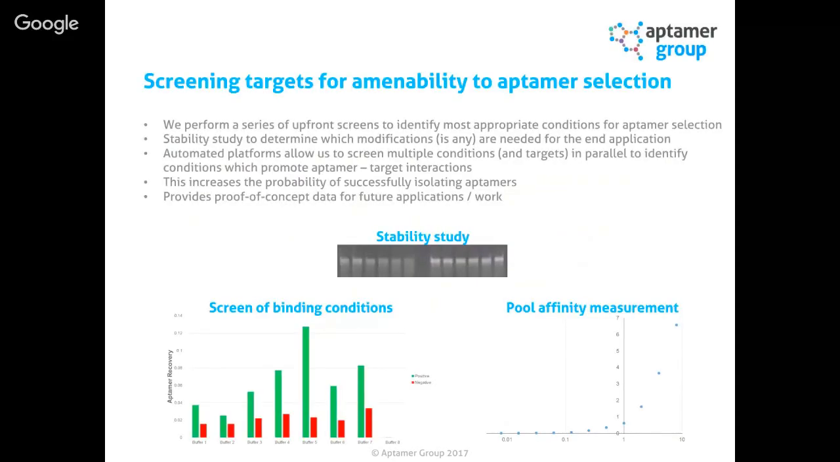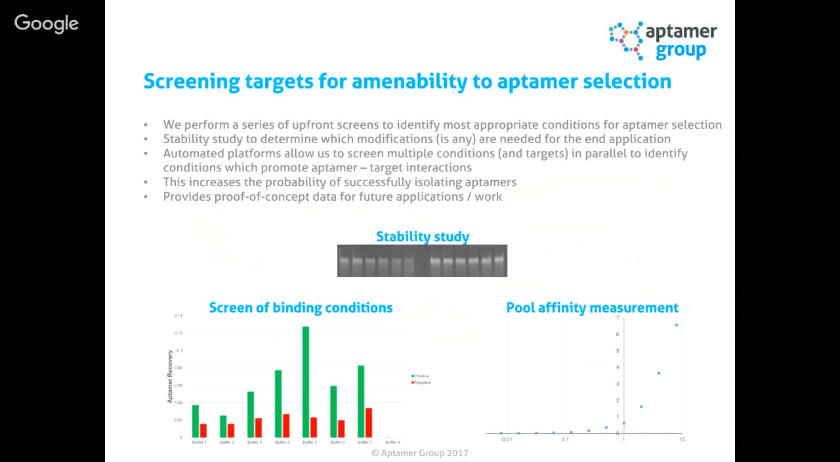As I mentioned before, one of the questions that we quite often get is, well, I don't know that my target is amenable to selection. Why would I want to take this forward? How do I get some proof of concept? That's why we designed this panel of 3 experiments.